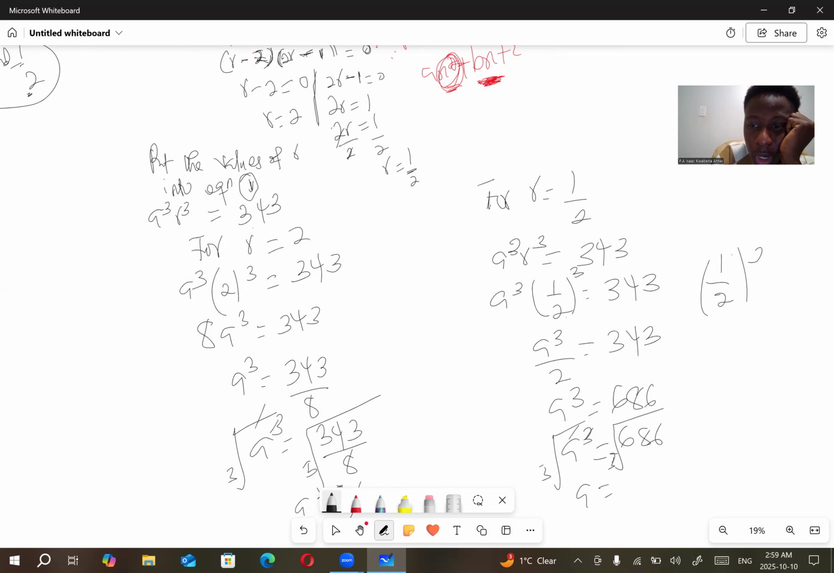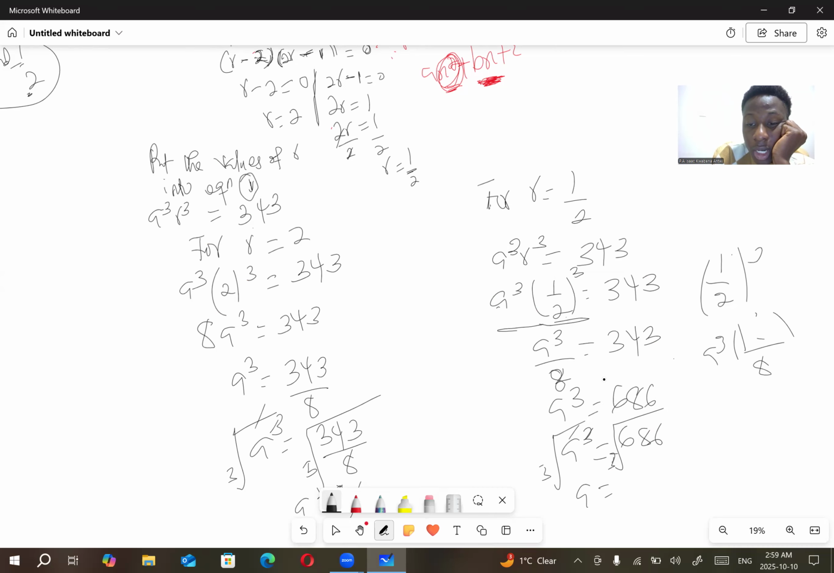The cube will affect the 1. That'll be 1 cubed over 2 cubed, which is 1 over 8. So that will be 1 over 8 multiplying A cube. Visualize it like that: A cube times 1 is A cube. It will only multiply the top, by the way. So it will be A cube over 8.